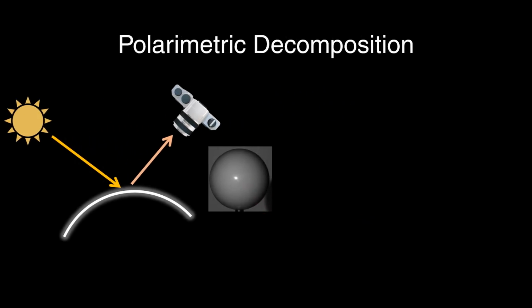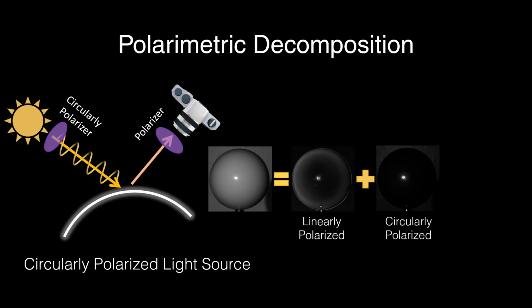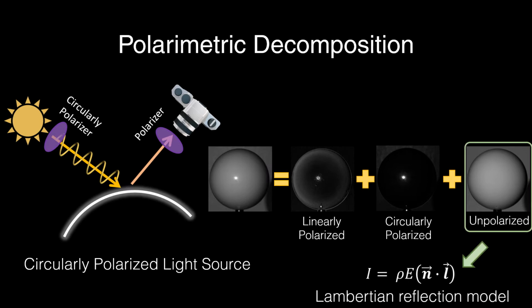In our method, we use circularly polarized light to remove specularity. Under circularly polarized light, we can decompose the captured polarization image into linearly polarized, circularly polarized, and unpolarized components. As the specular reflection has the same polarization state as the light source, the circularly polarized component factors out the specular reflection, leaving the unpolarized component as purely diffuse reflection, which is suitable for photometric stereo.